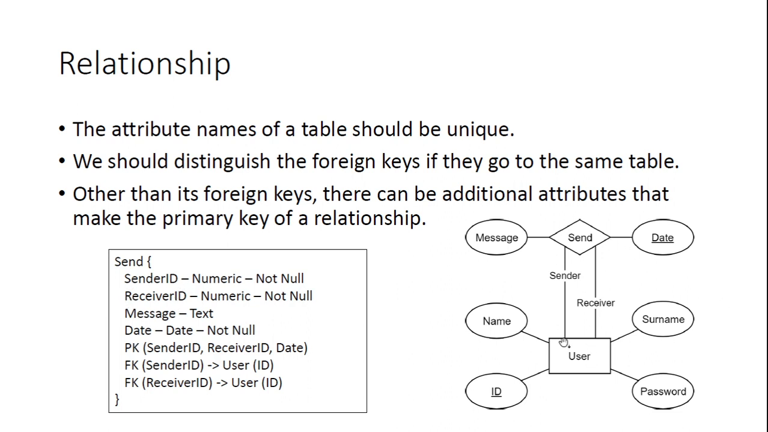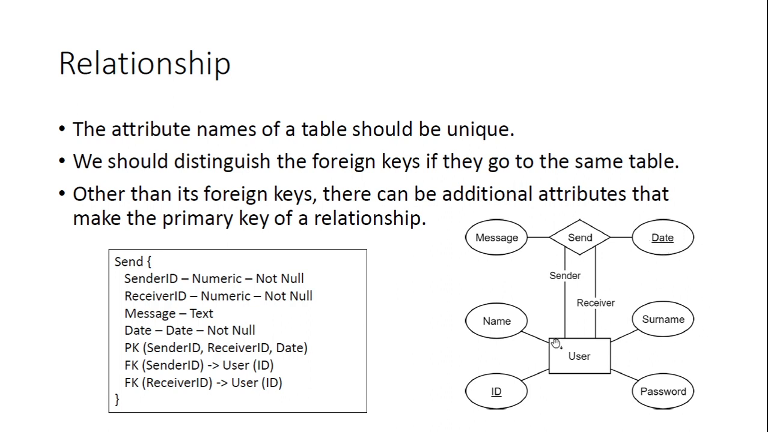This is a many-to-many relationship. So sender ID and receiver ID are both in our primary key, right? So the primary key is the combination of sender ID, receiver ID, plus the date. And date was an additional primary key for this relationship. If you remember, the description was saying that the users can send messages to other users on different dates. So if, for example, Ali is sending a message to Ayşe, then given that they are on different dates, Ali can send multiple messages to Ayşe on different dates. So that's why we included date as an additional attribute for our primary key in this table, because in the ER diagram we decided so, right?